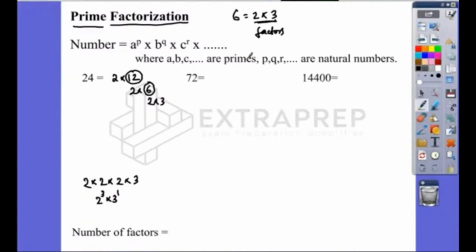Okay, you should break the number. Then 72, how do we break it? We'll break it as 8 into 9, where 8 is 2 cube and 9 is 3 square. So you get 2 cube into 3 square.